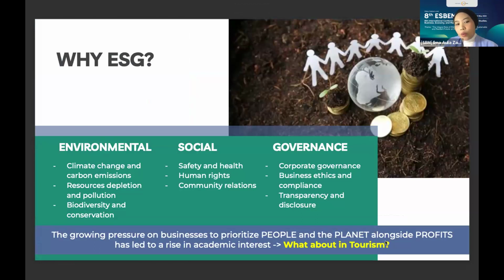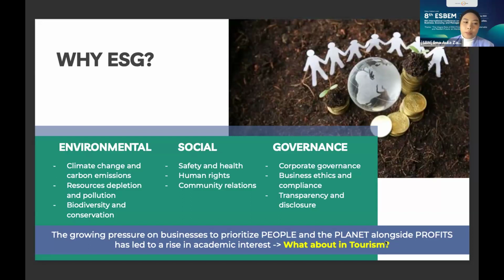Okay, so this is actually the background. Why ESG, and why should we care about understanding ESG? I think everyone knows nowadays that ESG has become a popular term in recent days. So to give you a brief understanding about that, ESG, of course, incorporates the environmental principle that focuses on the impacts on the natural environment. That also includes climate change, carbon emissions, resource depletion and pollution, taking biodiversity and also conservation into account, and so on. And the social principle focuses on how we manage our relationship with society. That also includes safety and health, human rights, community relations, and so on.